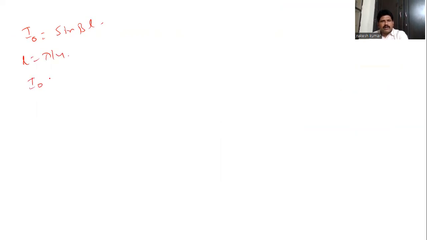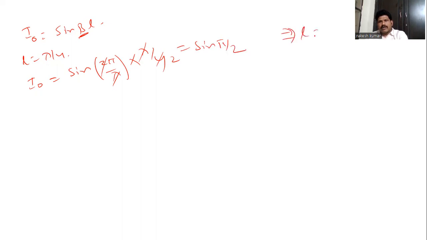The current in the transmission line you can represent as sine. What is the value of beta? Beta means 2 pi by lambda into L. What is the value of L? Lambda by 4. Lambda will get cancelled, 2 ones, 2's, it is equal to sine pi by 4. So when L is equal to 0, the current open circuited is equal to 0. When L is equal to lambda by 4, the current IOC is equal to maximum.